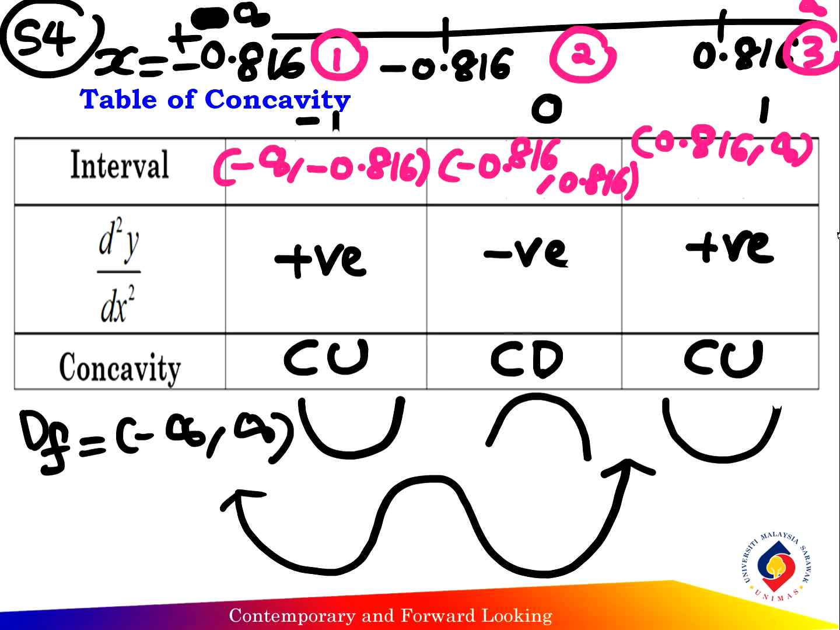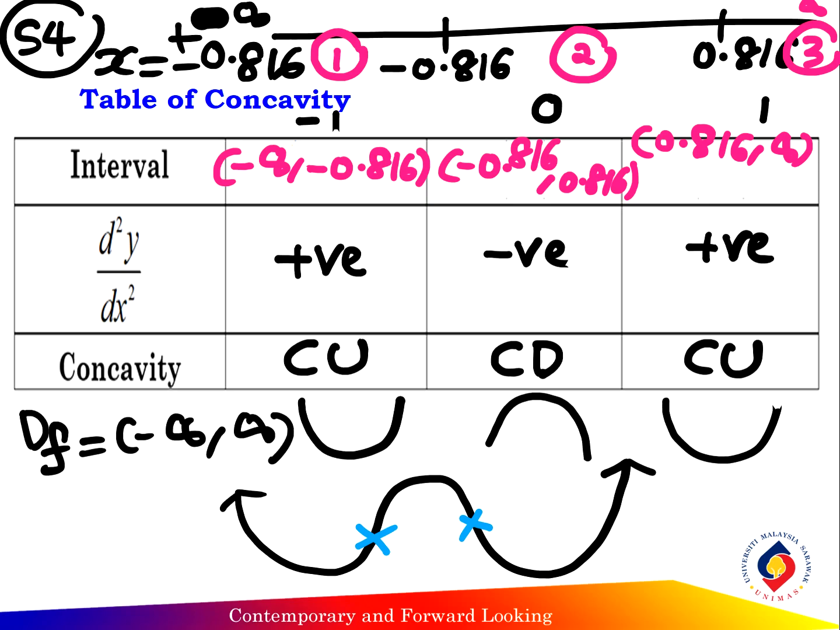Okay, and the relative maximum and relative inflection point exist here. Here negative 0.816, and here the first and second inflection points. So the maximum is at the origin, at 0, 0, and this one is the relative minimum point.